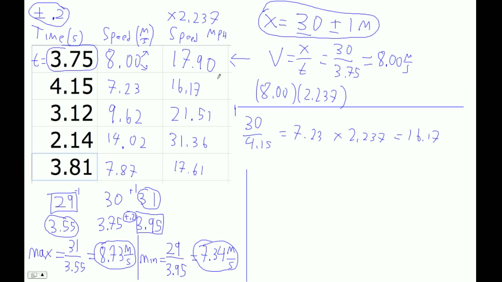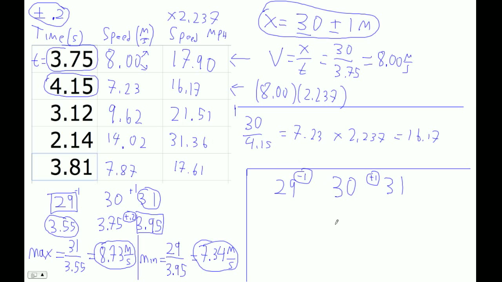Let me do another example. Let's do this one here. There we go. Okay, so let's look at this one. For 4.15, for this time right here, again the distance is still 30. It's still true that it could have been as big as 31 and as small as 29. This is 30 plus 1, this is 30 minus 1. And then 4.15 is the time we think it is, but the time is plus or minus 0.2.